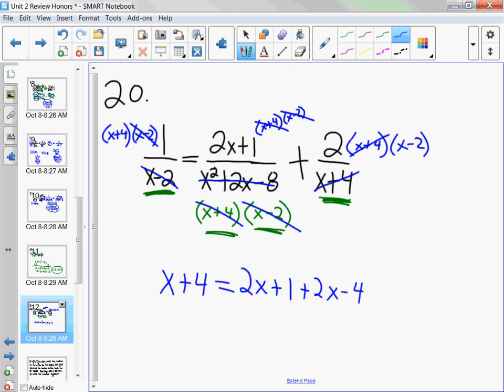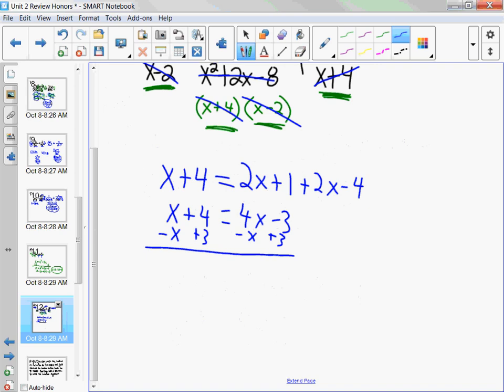And I have a linear equation. If I combine like terms on the right side, I have 4x minus 3. I am going to get the x's to the right side, so I'm going to minus x from both sides. Get the constants to the left side, so I'm going to add 3 to both sides. I'm going to get 7 equals 3x. Divide both sides by 3. Get x equals 7/3. I hope I did that all right. I think I did.